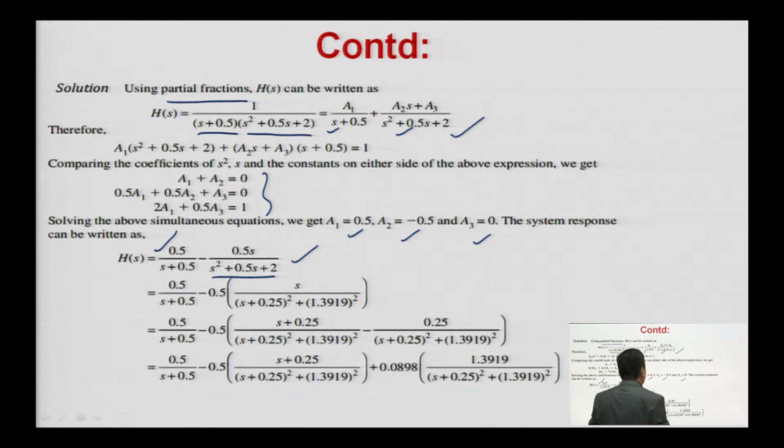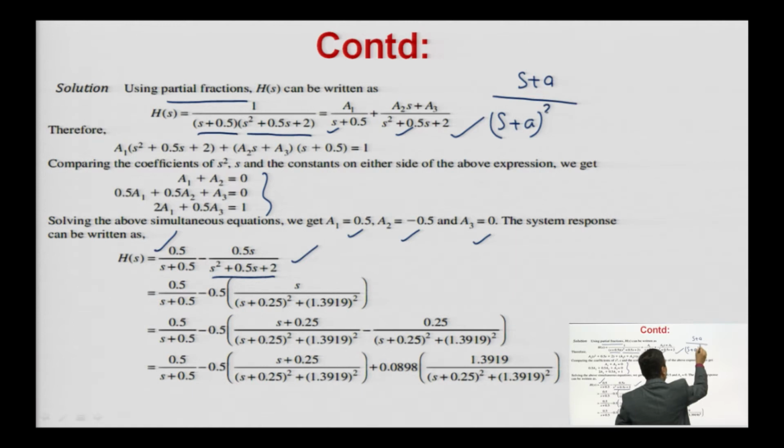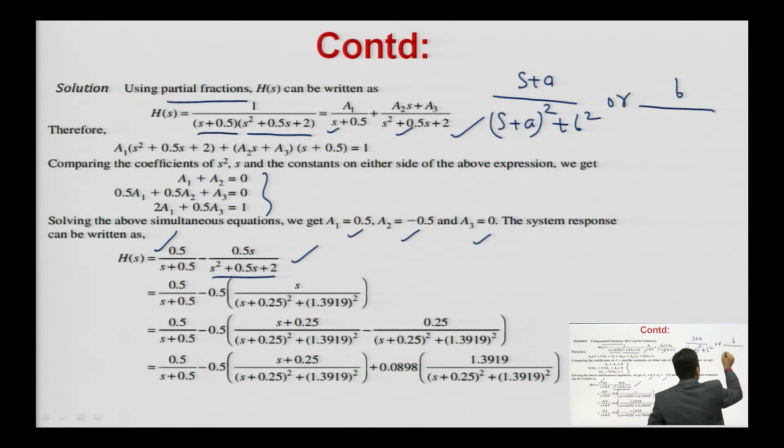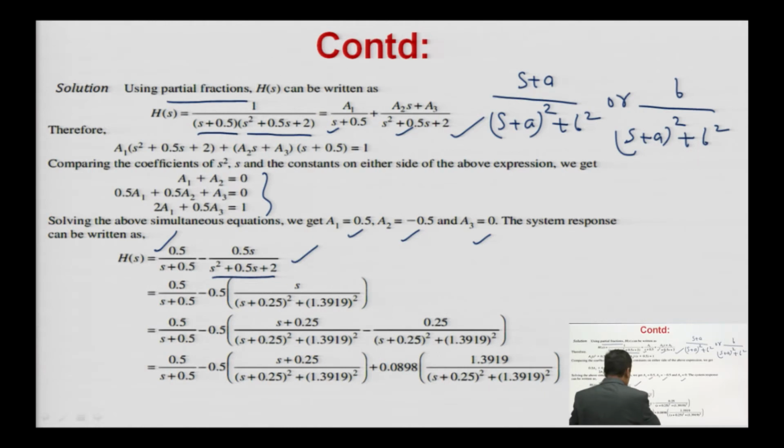You know the formula in cosine form is in terms of (s plus a) upon ((s plus a) whole square plus b square). So, this is in cosine form. We have to prepare in this form, or in s domain, b upon ((s plus a) whole square plus b square). In this way you have to manage this expression. Here 0.5 you can take common. Now, you have to make the square formula here.